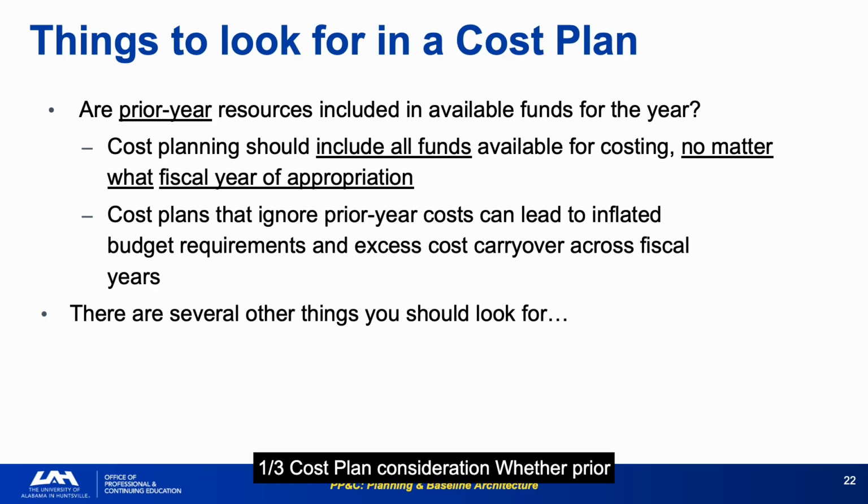A third cost plan consideration is whether prior year unobligated and uncosted balances are reflected in the available funding for the current year. This connects the execution analysis back to the Step 6 formulation discipline. Bill's direct statement: cost planning should include all funds available for costing, no matter what fiscal year of appropriation. Prior year balances are real money. Ignoring them in the cost plan produces inflated new year requirements. Cost plans which ignore prior year cost can lead to inflated budget requirements and excess cost carryover across fiscal years.